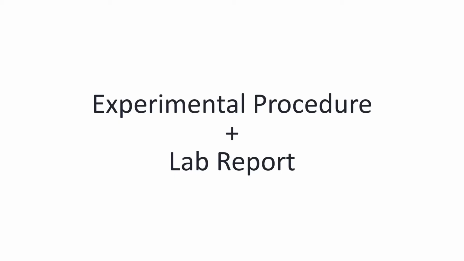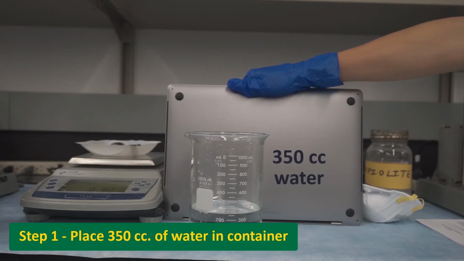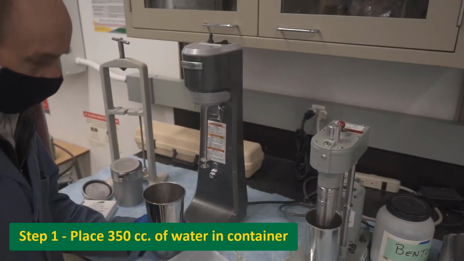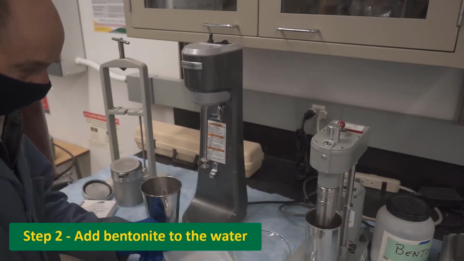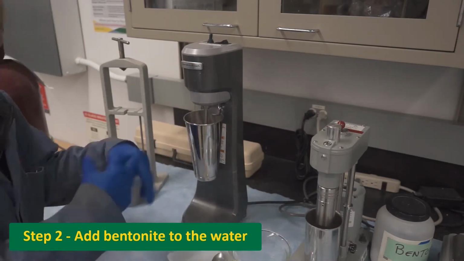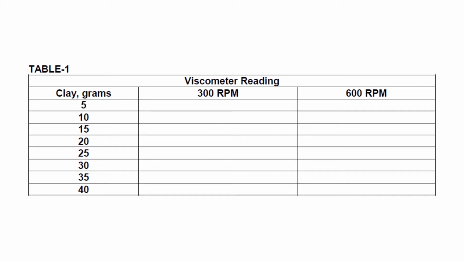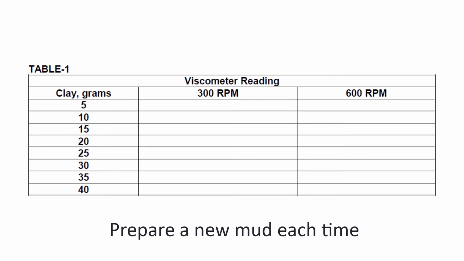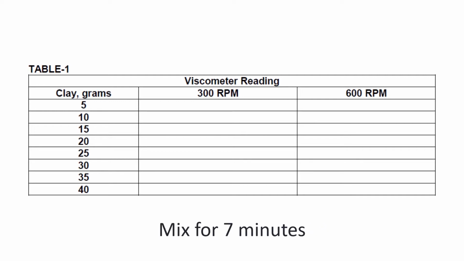In this second video, we will go over the experimental procedure and required data analyses for the lab report. As the first step, place 350 cc's of water in your container a bit at a time. Add bentonite a bit at a time to the water. Prepare 8 samples using the various amounts of bentonite values shown in Table 1. You need to prepare a new mud each time and mix for 7 minutes.